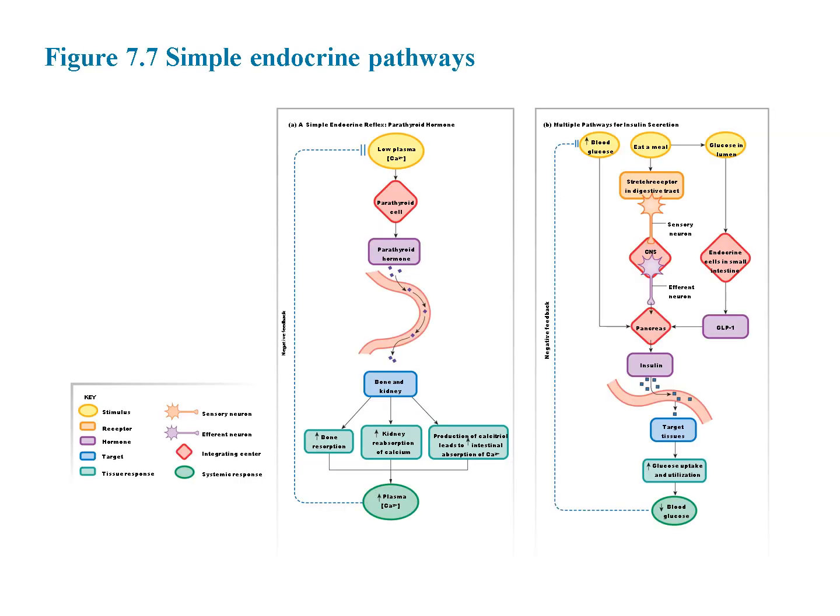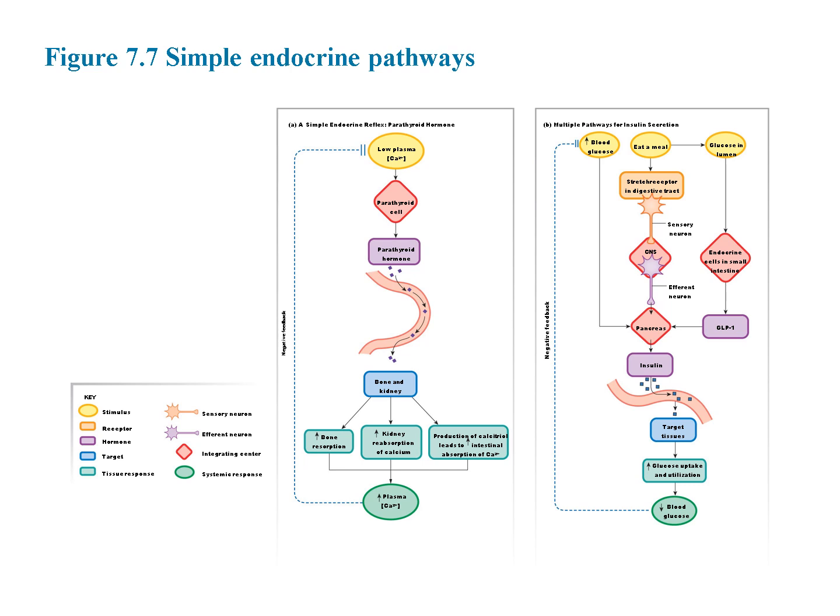The left diagram shows a simple endocrine reflex pathway for parathyroid hormone release. A decrease in plasma calcium concentration stimulates the parathyroid gland to secrete parathyroid hormone. The hormone acts on bones and kidneys to increase plasma calcium levels through bone resorption, kidney reabsorption of calcium, and increased intestinal calcium absorption.